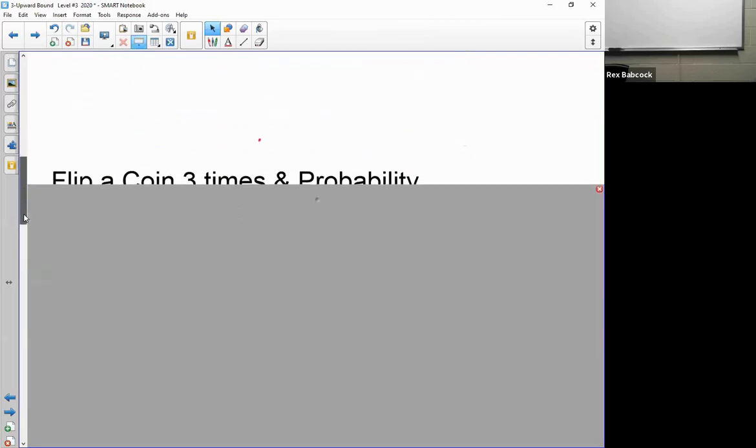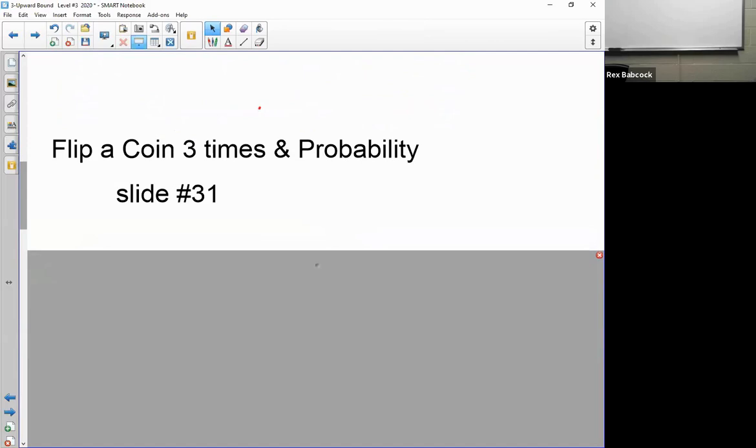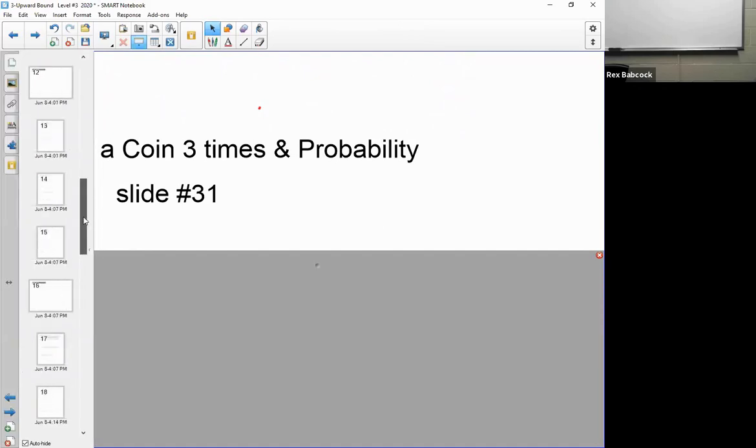Well, let's look at the second item on probability. You flip a coin 3 times. We're going to look at some probability and ask questions. Flipping a coin is probably the easiest step that you'll see in probability and statistics because it's either heads or tails. And I'm going to slide, it says 31.